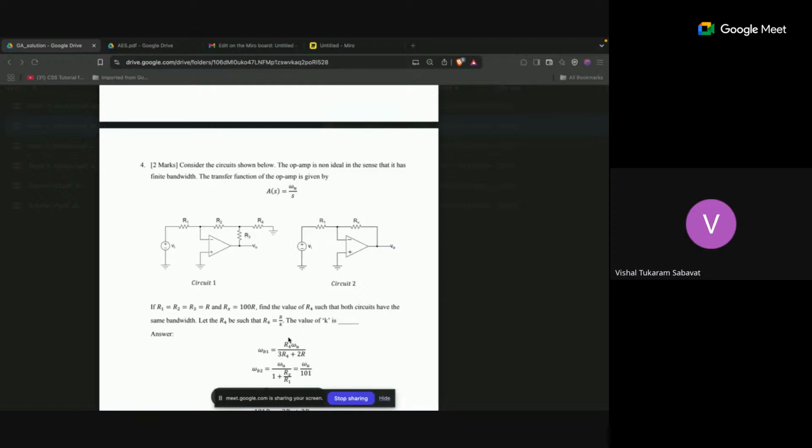If we are taking the transfer function, it should be represented in this form: a multiple of S, and the reciprocal of that multiple is the bandwidth. For example, if we get a transfer function like A naught upon 1 plus 4 upon (RA plus RB) times S, what is the bandwidth? It is (RA plus RB) by 4.